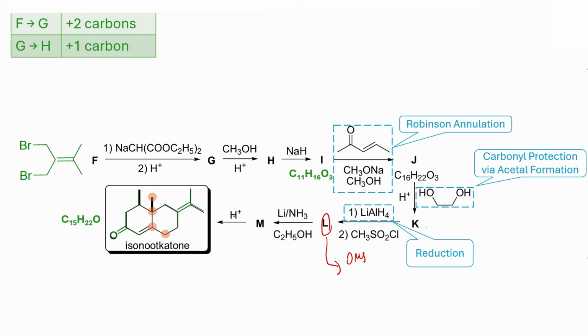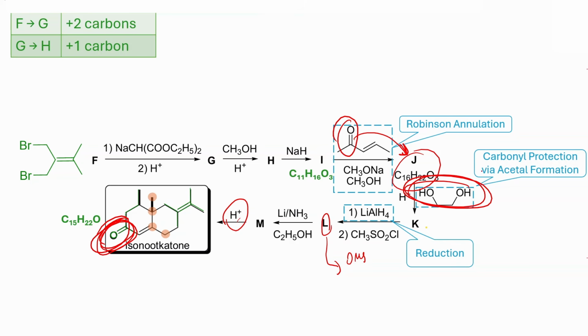Then you have lithium, NH3, then ethanol to M, and then this hydrogen plus. So hydrogen plus is probably to protect another CO group that's not being reduced. In this case, this one. So this one is certainly there because this comes from this one. So that's in J. And this is the carbonyl group that we are protecting at this step because we do not want to reduce it and do something else.